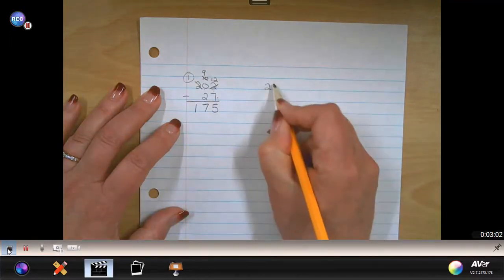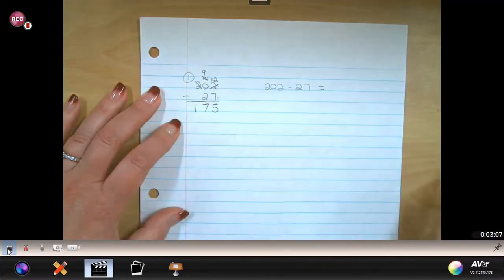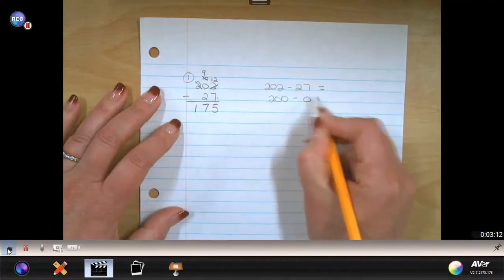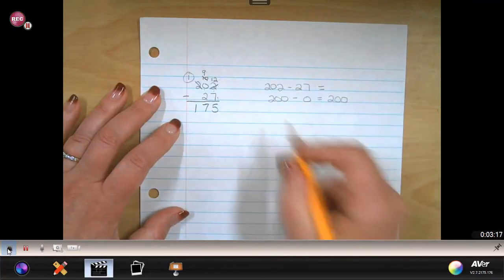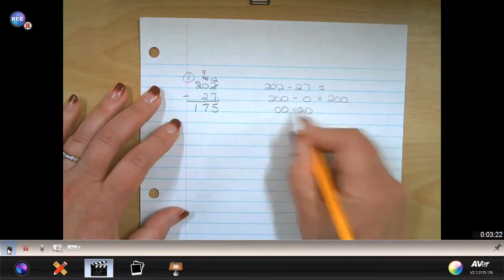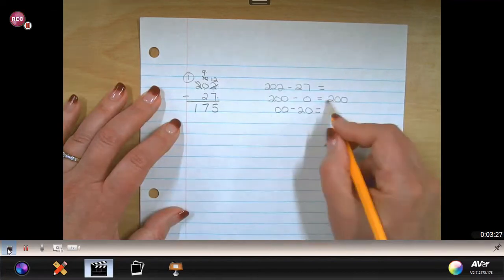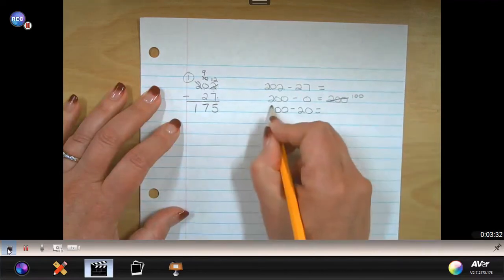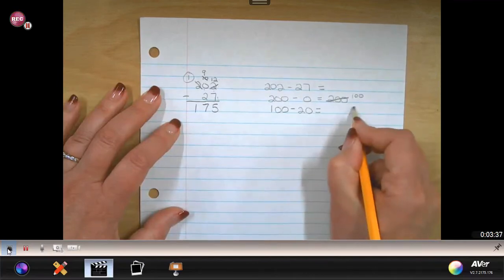So 202 minus 27 in the break apart strategy, you could take that 200. We don't have any hundreds that we're subtracting. So that leaves us with 200. We can take the 0 tens and subtract the 2 tens, which is 20. But we know we can't do that because we don't have enough to subtract. So we're going to borrow 100 and regroup it here as 100. And now we can subtract 100 minus 20, which would be 80.